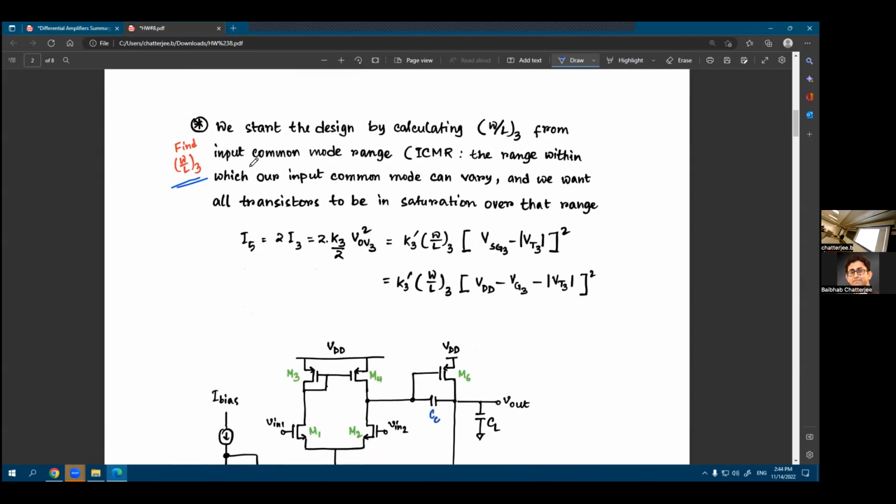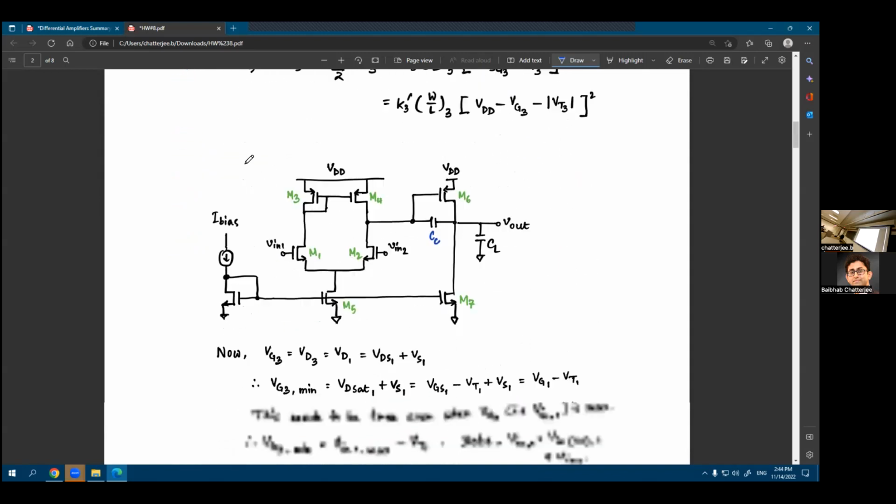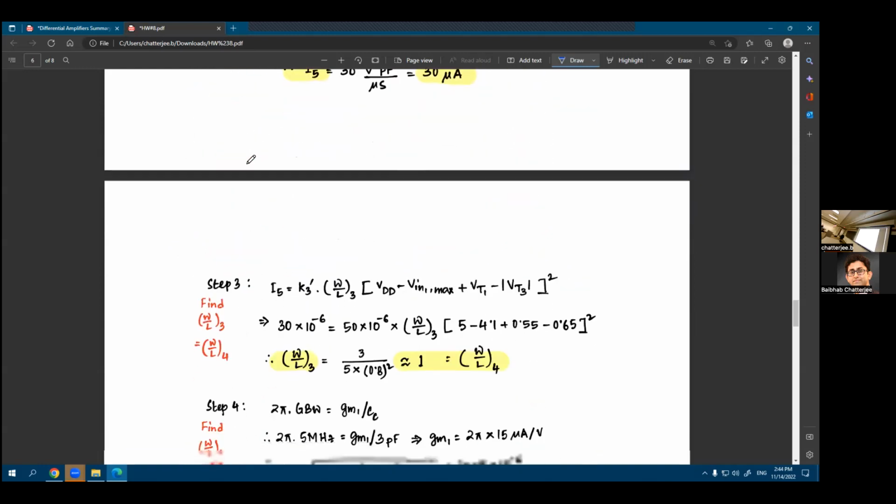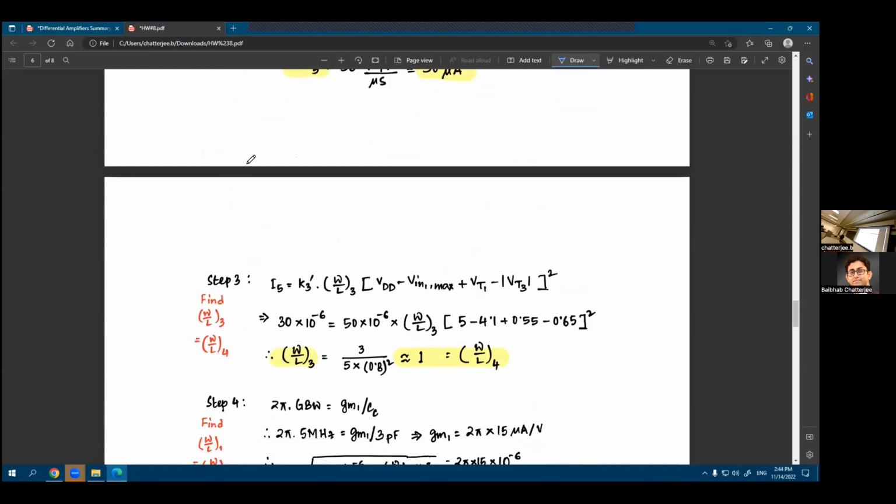But before that, please go over the derivation and also the example problem that I have solved here, so that you have a fair bit of idea before coming to the next lecture. And if you have specific questions, we can discuss those in the next lecture. Okay. But I'll also quickly go through the derivation and how we solve for each of the W over L for each of the transistors.